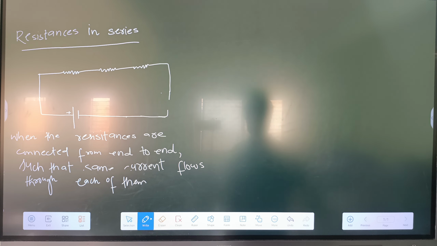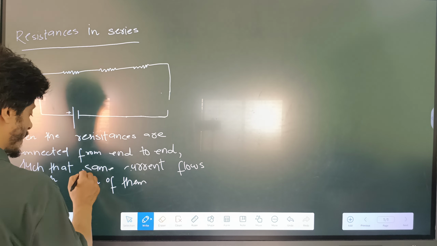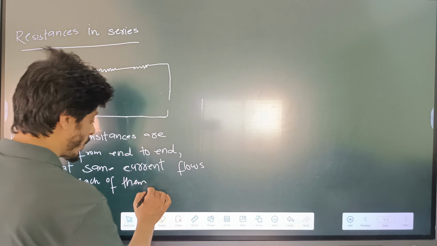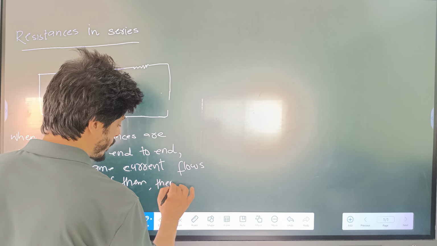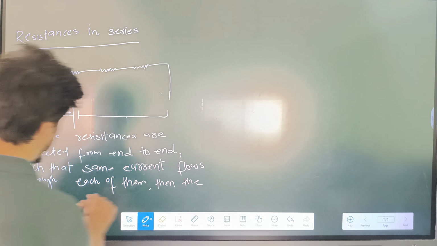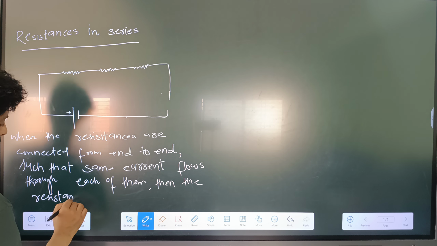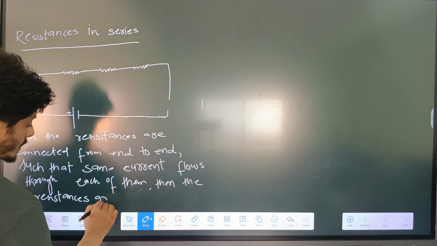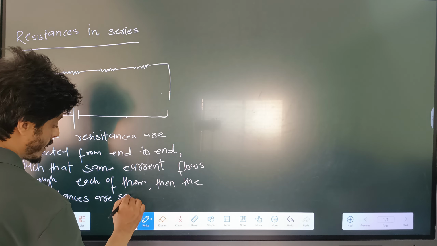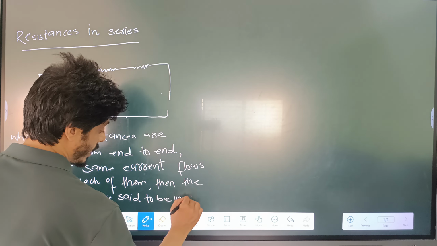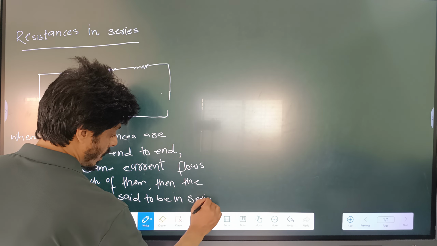So such that the same current flows through each of them, then the resistances are said to be in series.